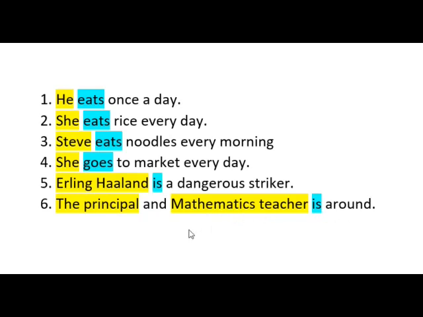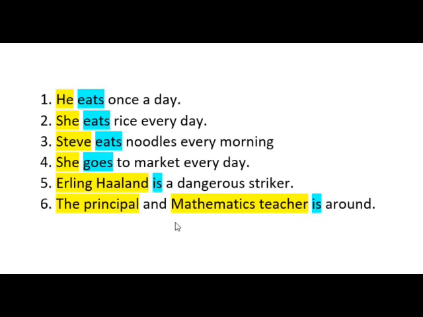This sentence is very interesting. You will understand that the principal is the same person as the mathematics teacher. So even though we are looking at two subjects here, for the fact that both subjects we are referring to the same person, even though we use the coordinating conjunction and, since we are still referring to the same person, we use a singular verb, is.